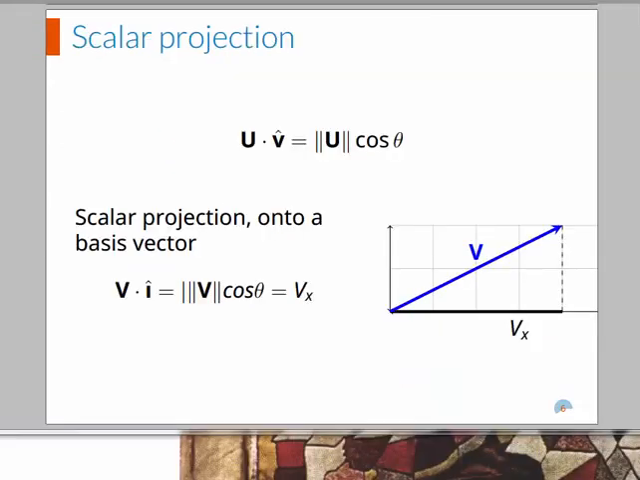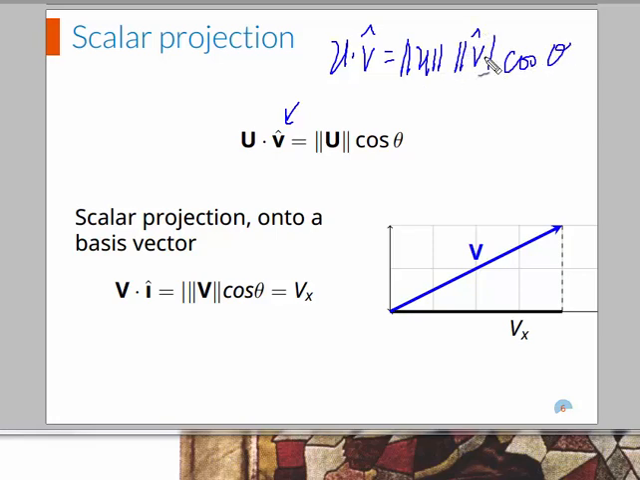Now let's look at the idea of a projection. A dot product is often referred to as a projection, and this is why. Let's say that you're taking the dot product of a vector u, and the other vector is a unit vector. So in general, u dot v hat would be the magnitude of u times the magnitude of this unit vector times the cosine of the angle between them. Well, the magnitude of a unit vector is 1, so this just reduces to the magnitude of u times the cosine of theta.